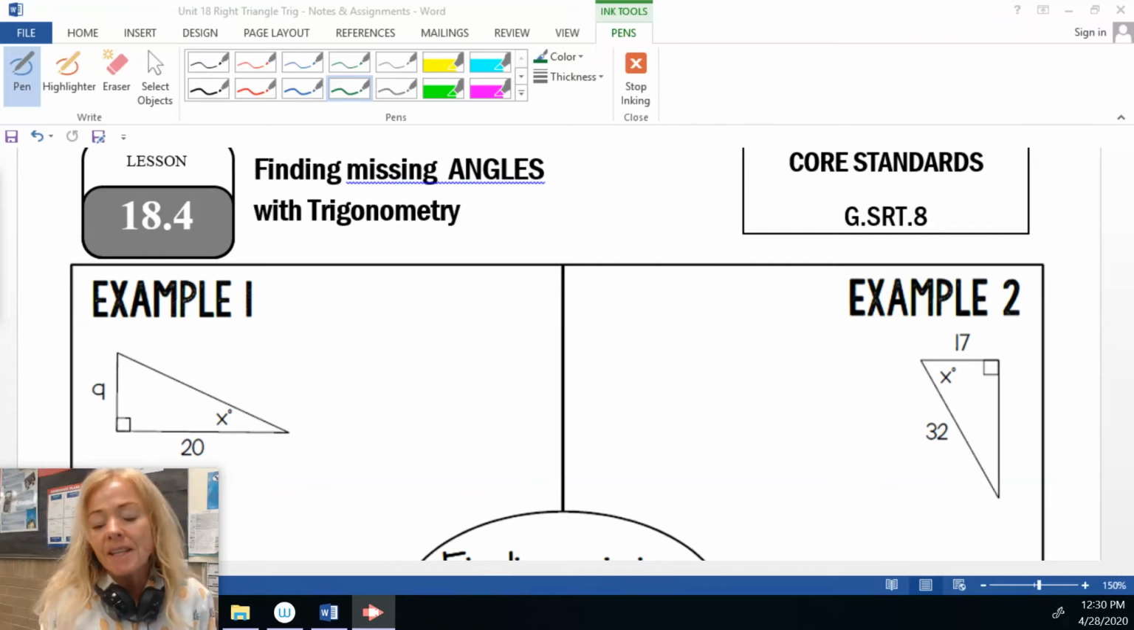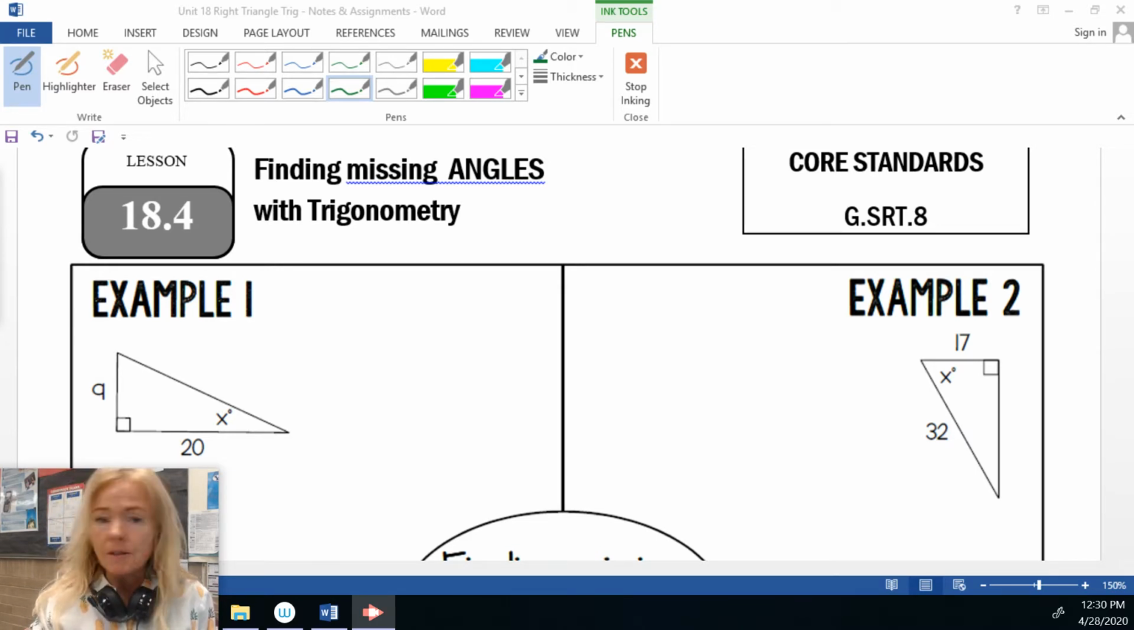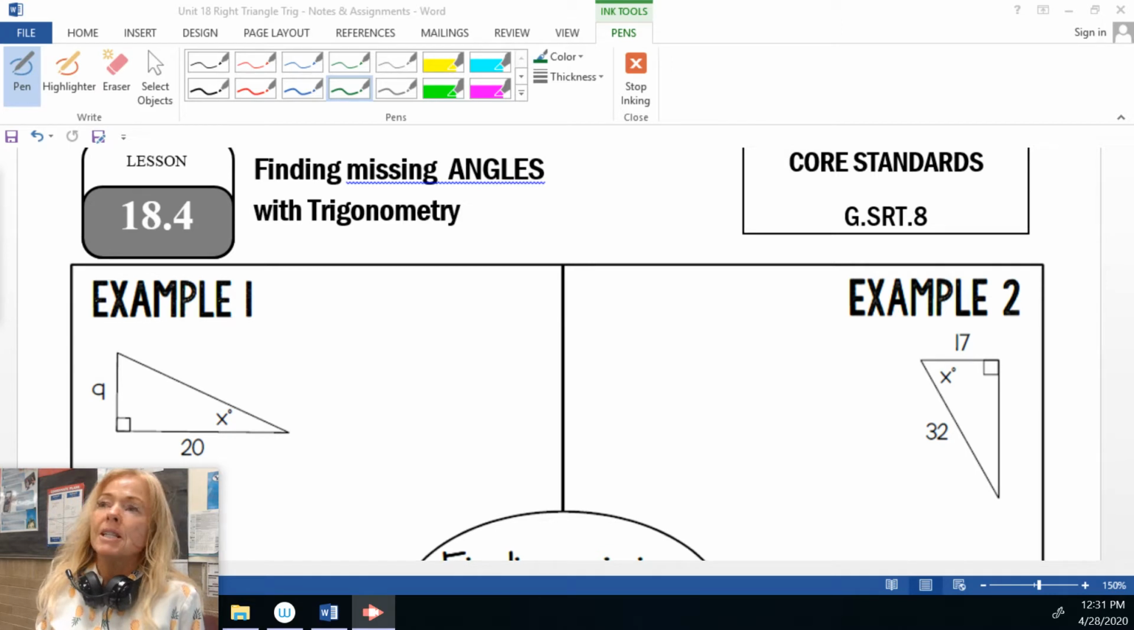Hi class, this is 18.4. We're going to be finding missing angles with trigonometry. So trigonometry, remember, helped us in the past because it allowed us to relate two sides of a triangle to an angle measure. And it had to be, of course, a right triangle, but it allowed us to find sides. Today, we're going to be finding missing angles with trigonometry.